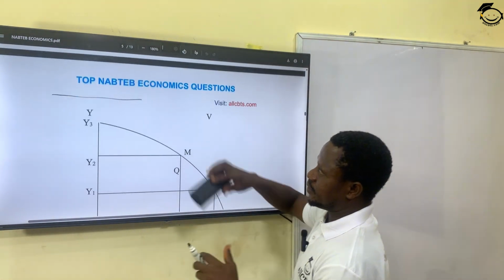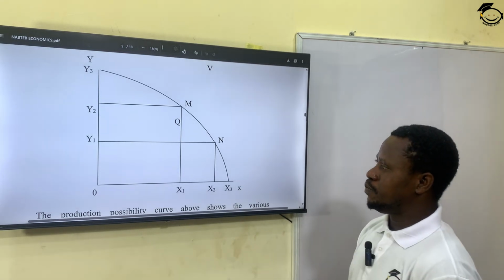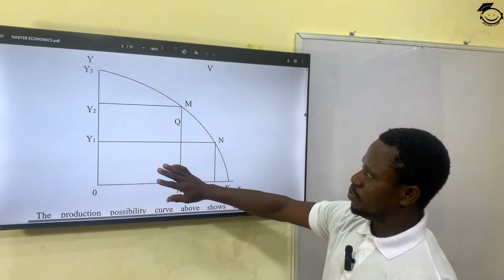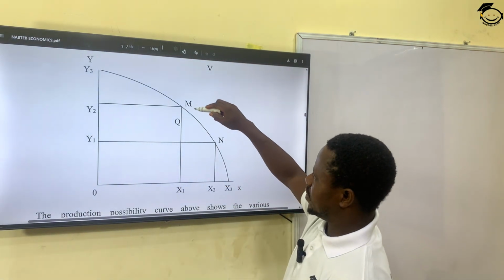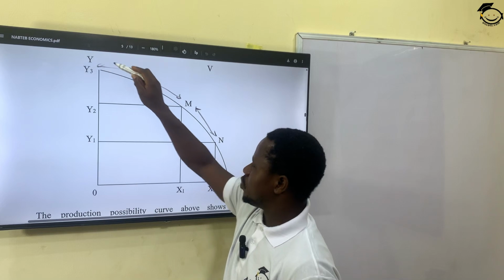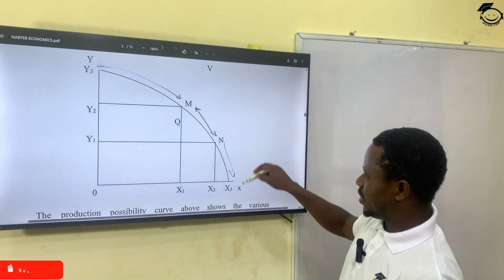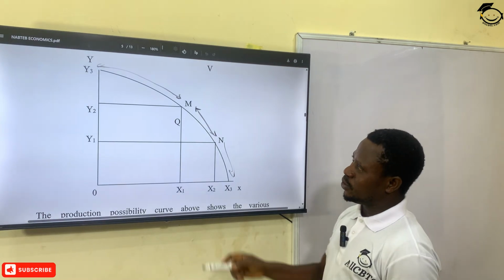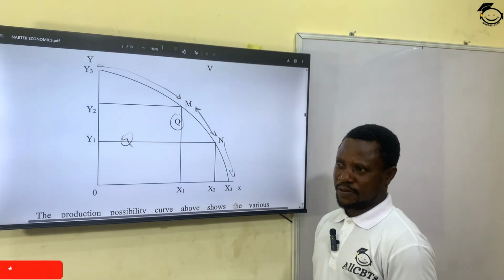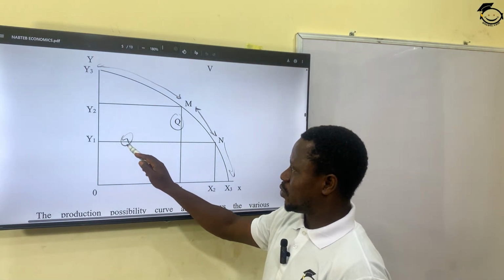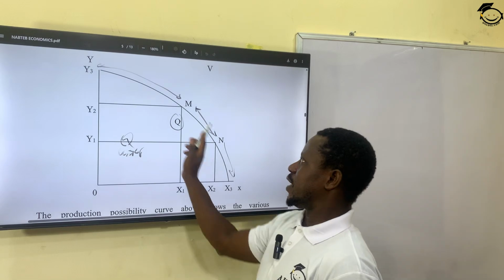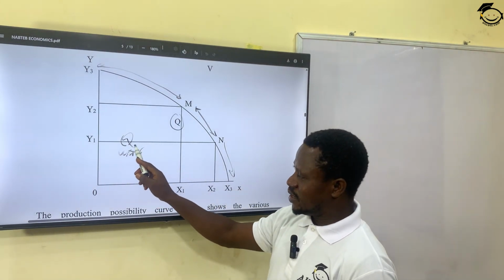So let's see in the table. We have a table right here. So this is the PPC, production possibility curve. There are interpretations to be made about this. There are movements along this curve, from Y to M or M to Y, from M to N, and from N down to X and thereabout. There's also a particular point Q, which is inside the box. This means this particular resource is underutilized. This is full utilization along the curve, but anything below is underutilization.